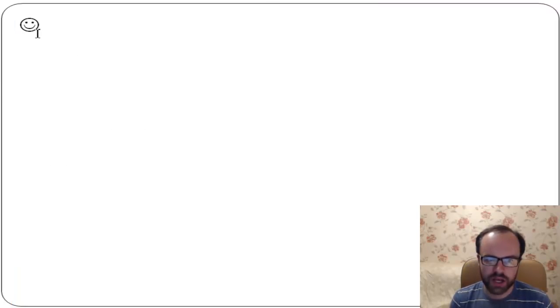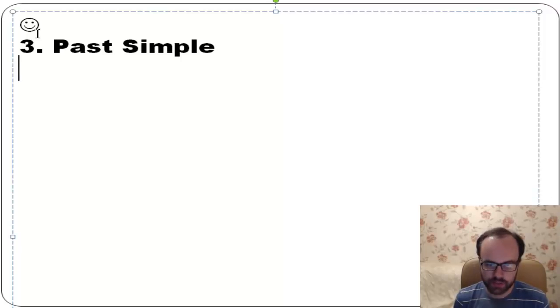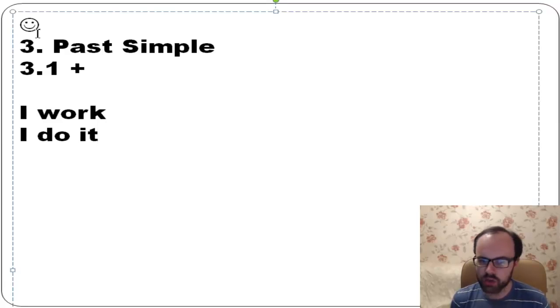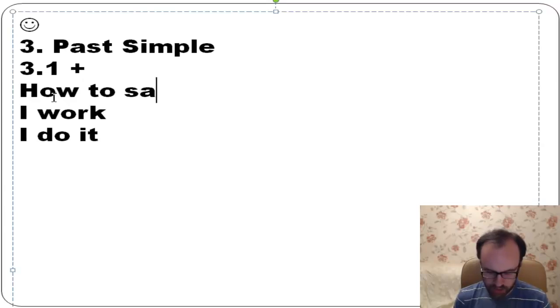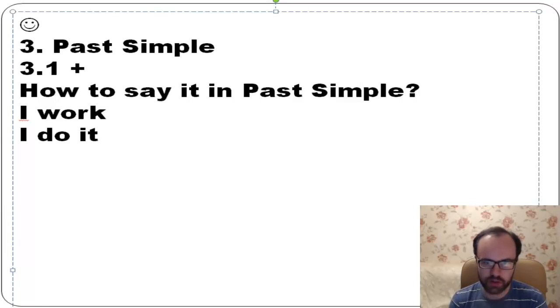Okay, so let's talk about the next tense. It's past simple. Okay, past simple and statement. Good. So, for example, I work and I do it. How to say it in past simple?